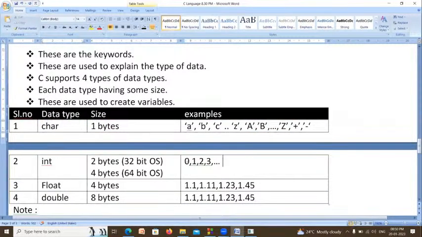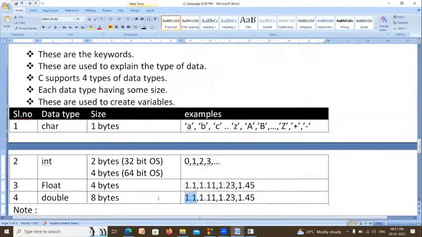Round numbers means 0, 1, 2, 3, 4, 5, 6, 7, 8, 9, 10, 11, 12, 13. The general numbers are called integers. Floating point numbers are like 1.1, 1.11, 1.23. They have a decimal point in between the numbers. They are called float. So 1.1 can sometimes be called float, and sometimes called double.